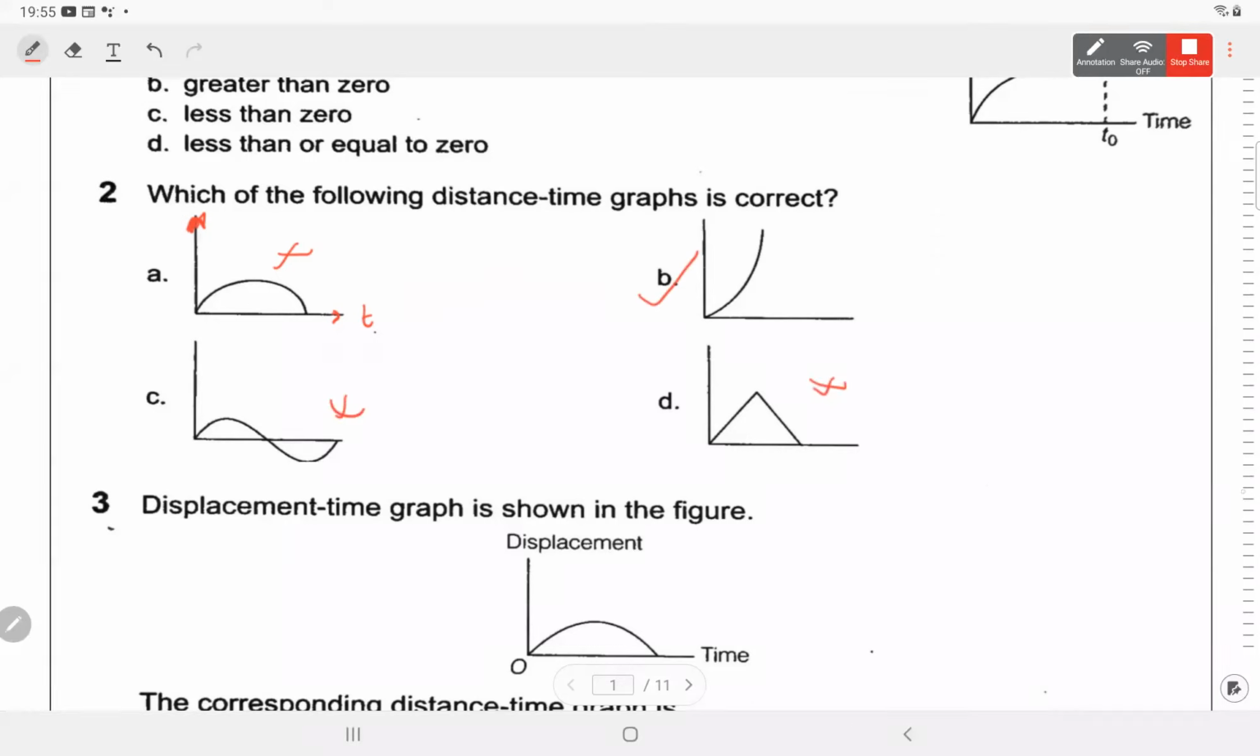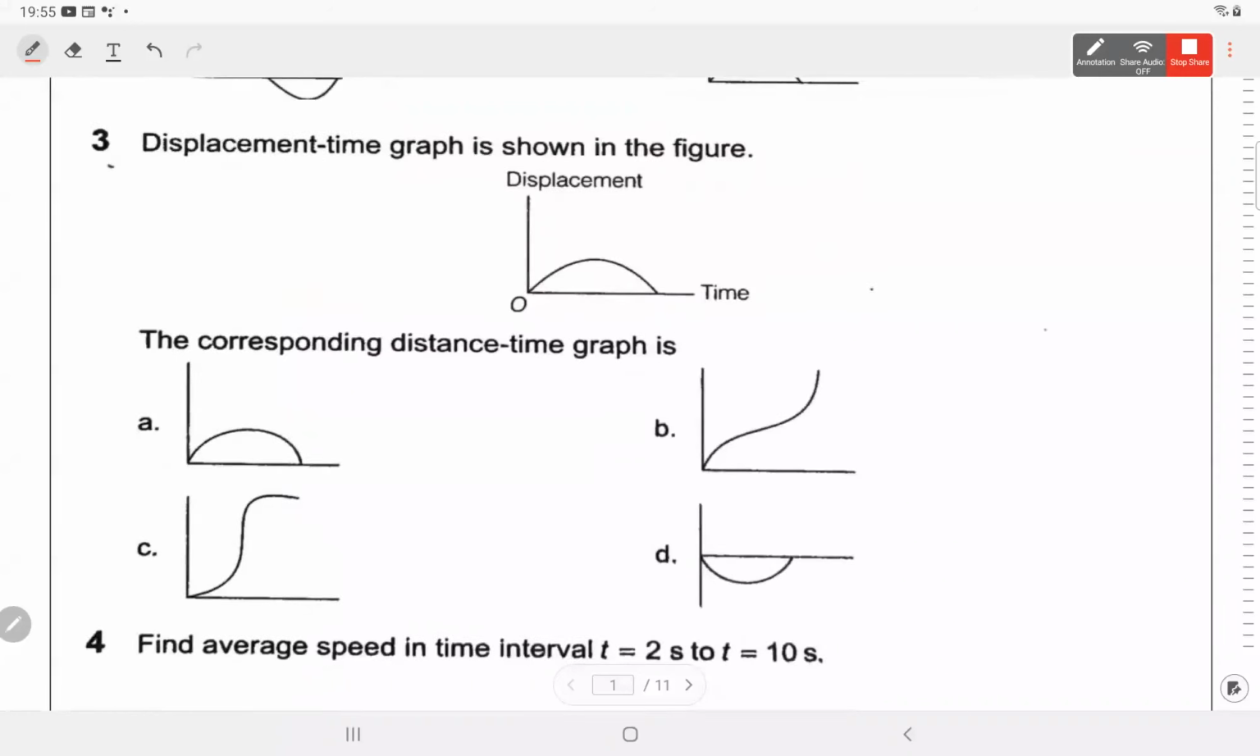Again, not just the answer, you also have to see the logic. Displacement time graph is shown like this. What will be the corresponding distance time graph? Okay, so now these are the questions that you have to think on your own. It's not that this is directly formula based or something.